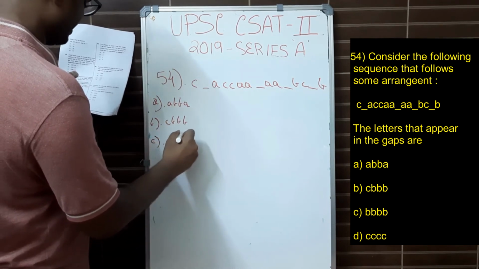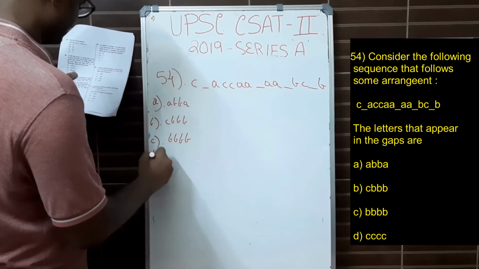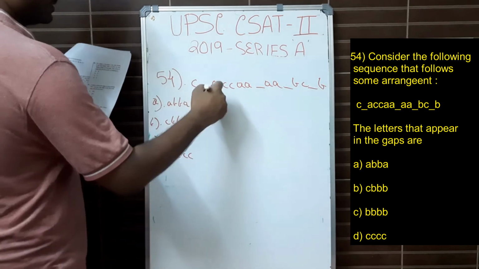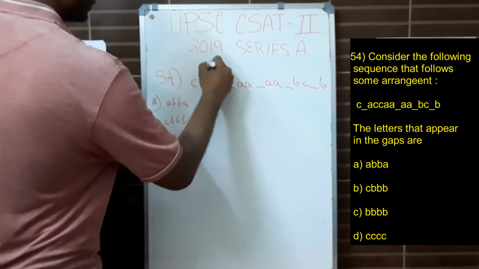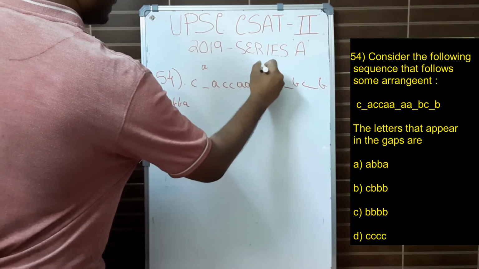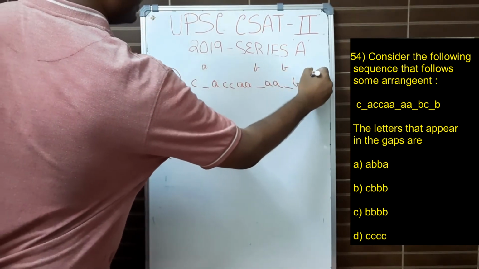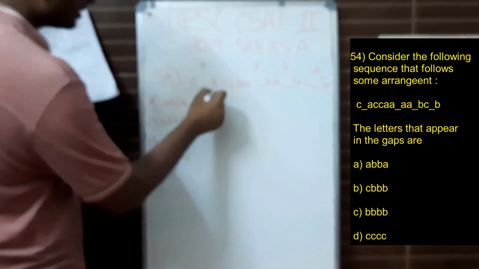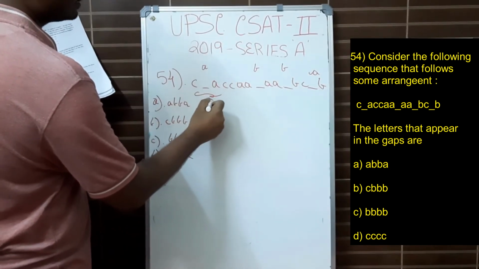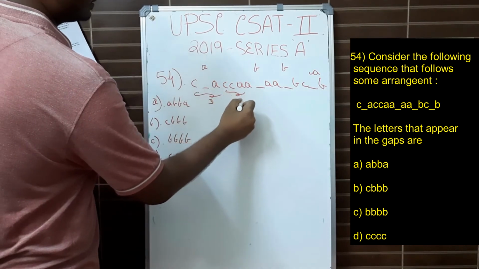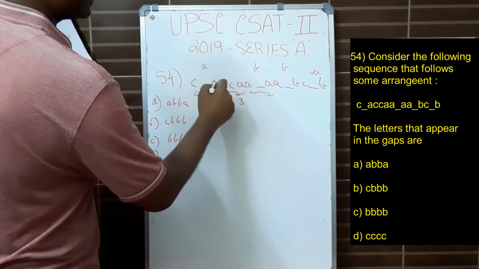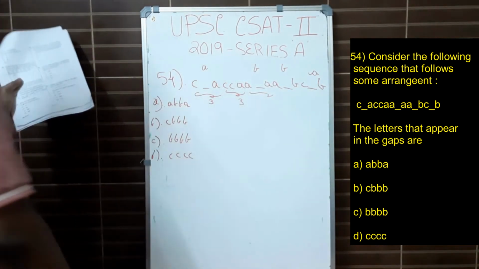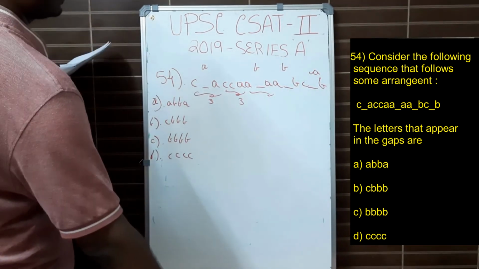Option C, B, B, B, B, and option D, C, C, C, C. So let me fill this. The first option is A, B, B, and A. Now after filling this, you need to try to trace a pattern. Normally you will have a pattern in 3 letters. So here you get CAA, CCA, ABA, ABB, CAB. I don't find anything spectacular here.